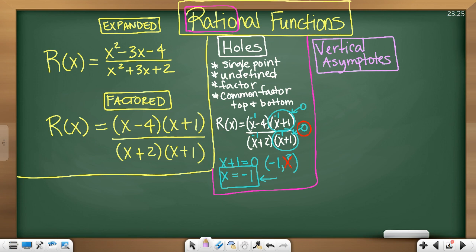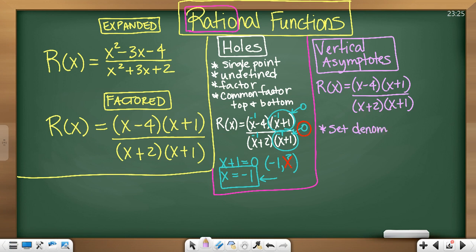And you're going to say, oh, wait a minute, I got vertical asymptotes there. Vertical asymptotes cannot be determined until you determine if there are holes, and you'll see what I mean here in just a second. So I've got R of x equals x minus 4. This is another one where we're going to use factored form, times x plus 1 over x plus 2 times x plus 1.